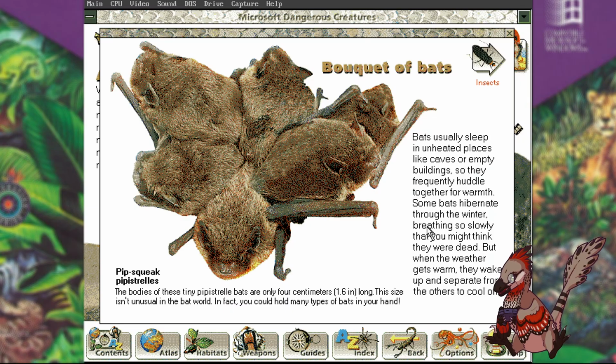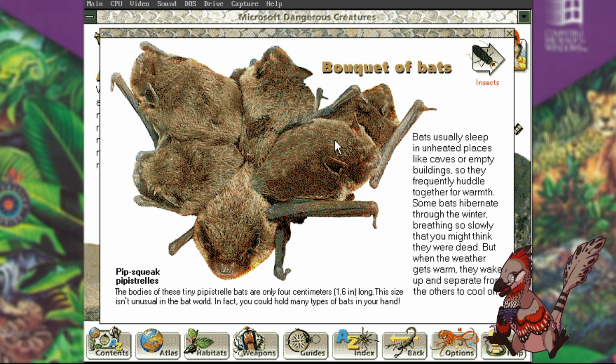Bats sleep in cool caves and empty buildings. To stay warm, they huddle close. Aw, look at the cuddles. Oh my God. So cute. Look at the cuddling. See? Look. Don't you want to be one of the cute little fluffy, cuddly bats?